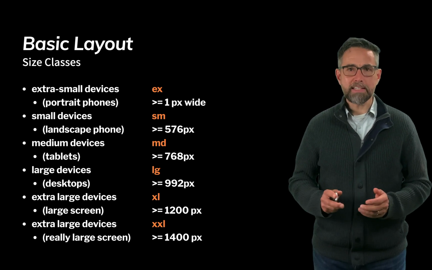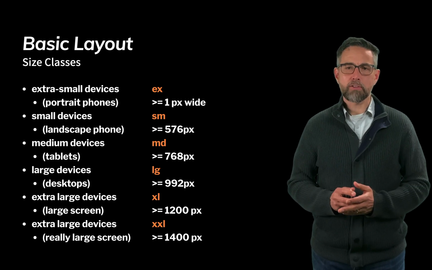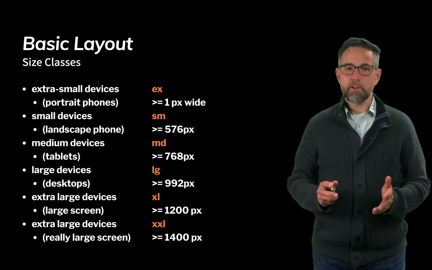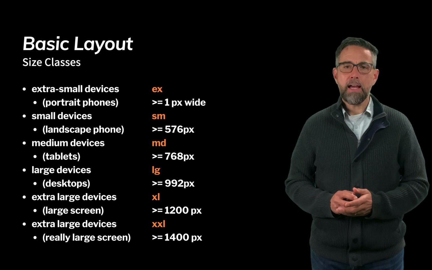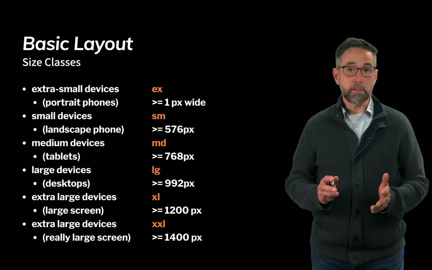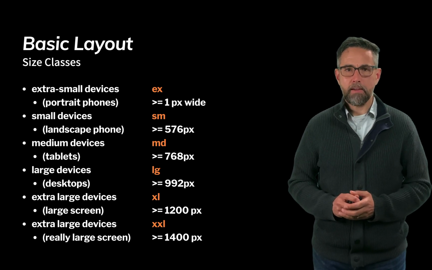Our large devices, a desktop computer for example, are anything from 992 pixels to 1199 pixels. We have extra large screens that are greater than 1200 pixels but less than 1400. And then finally, Bootstrap 5 introduced extra large devices, or really large screens, anything that's greater than 1400 pixels.